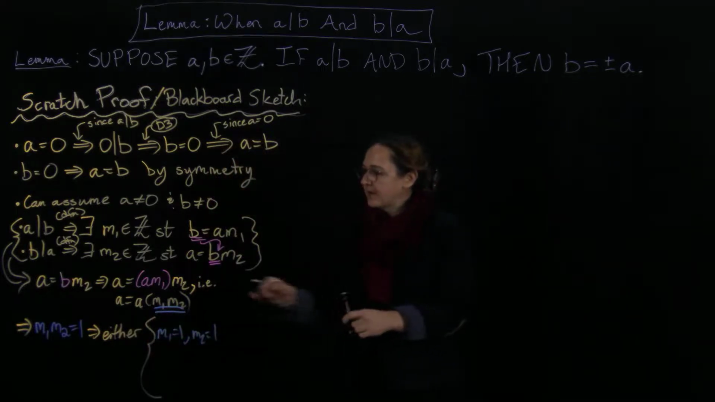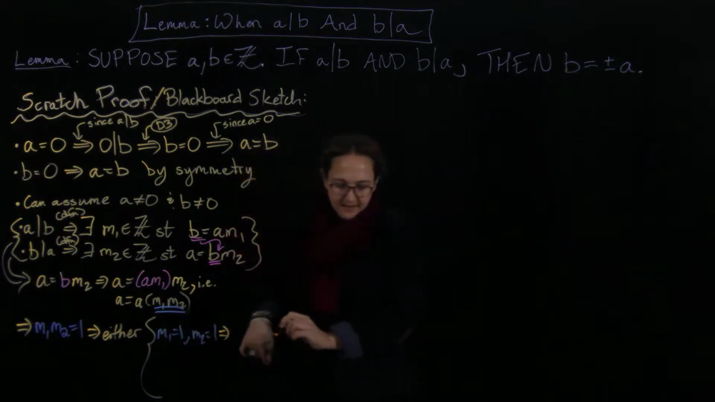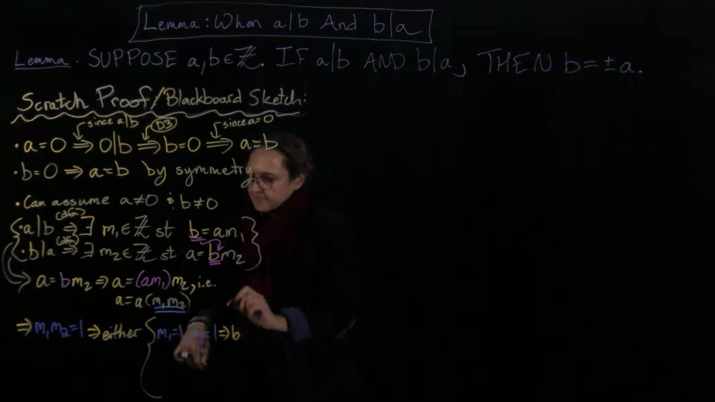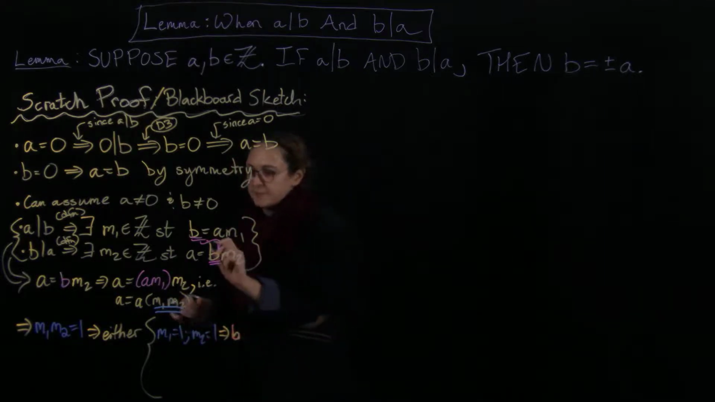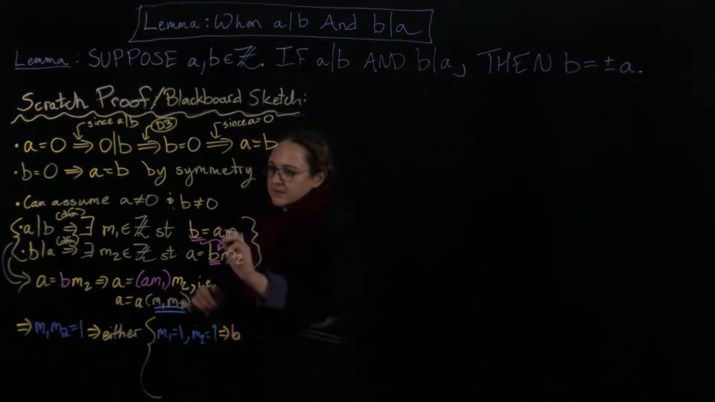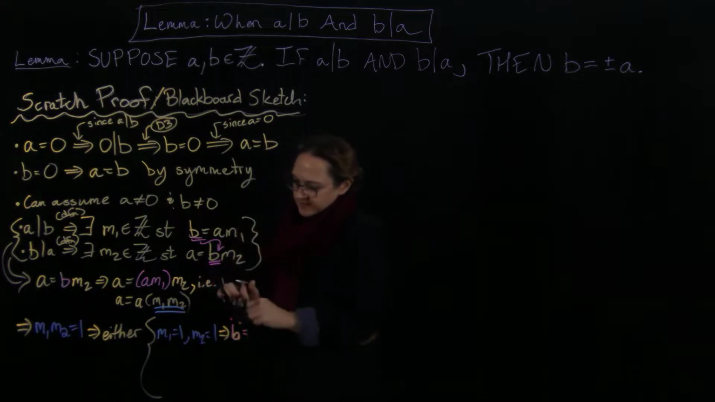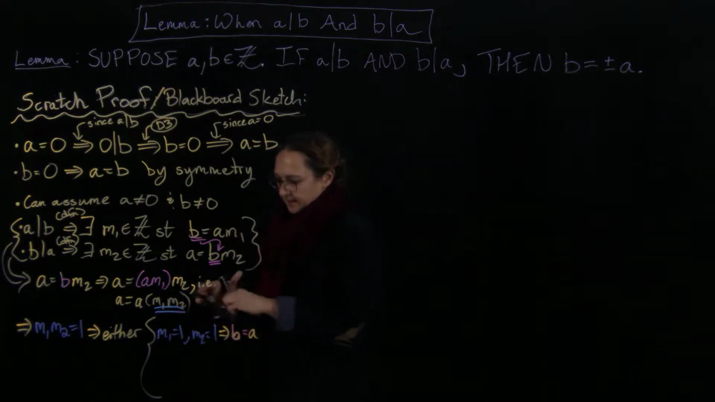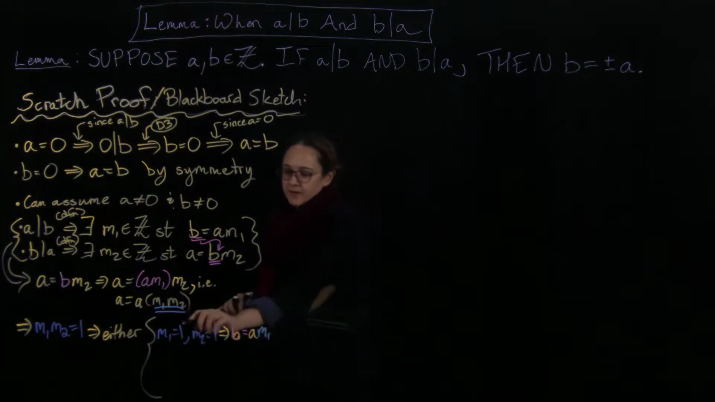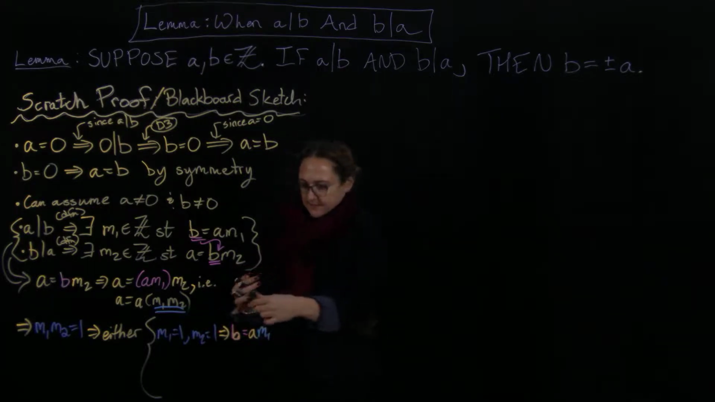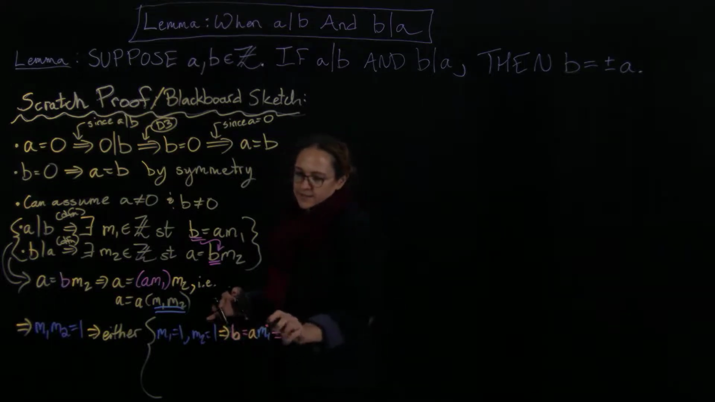Well, what happens in this possibility? This one tells me that B, which was equal to A M1, still has the A there, and then my M1. But my M1 equals 1, so now I have that B just equals A.